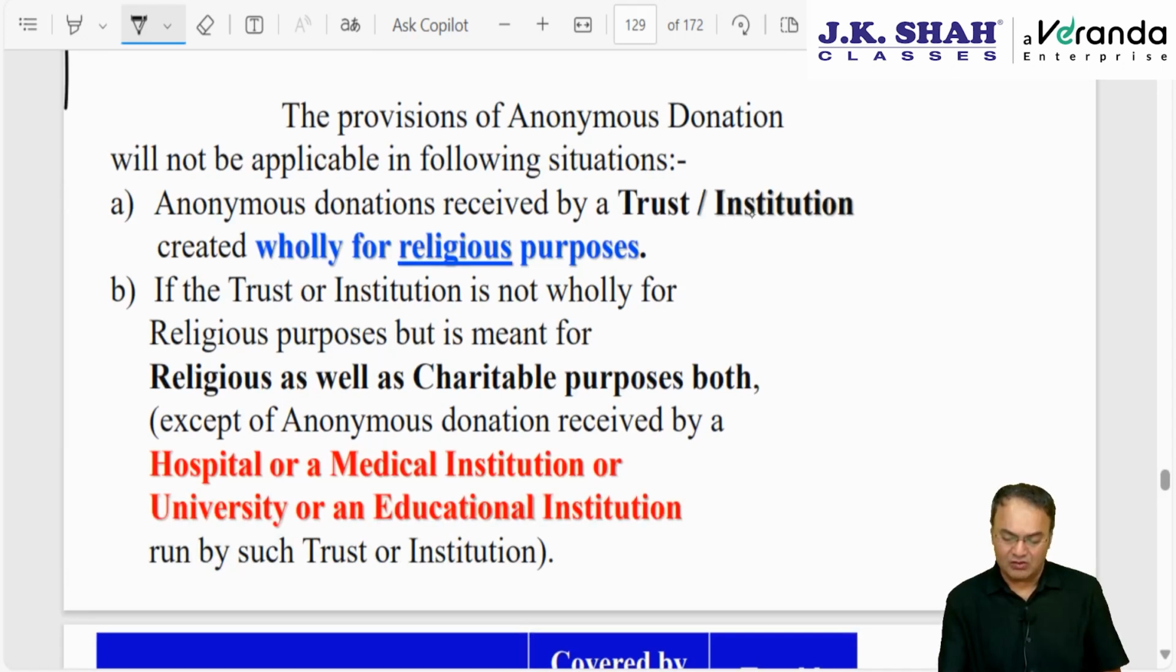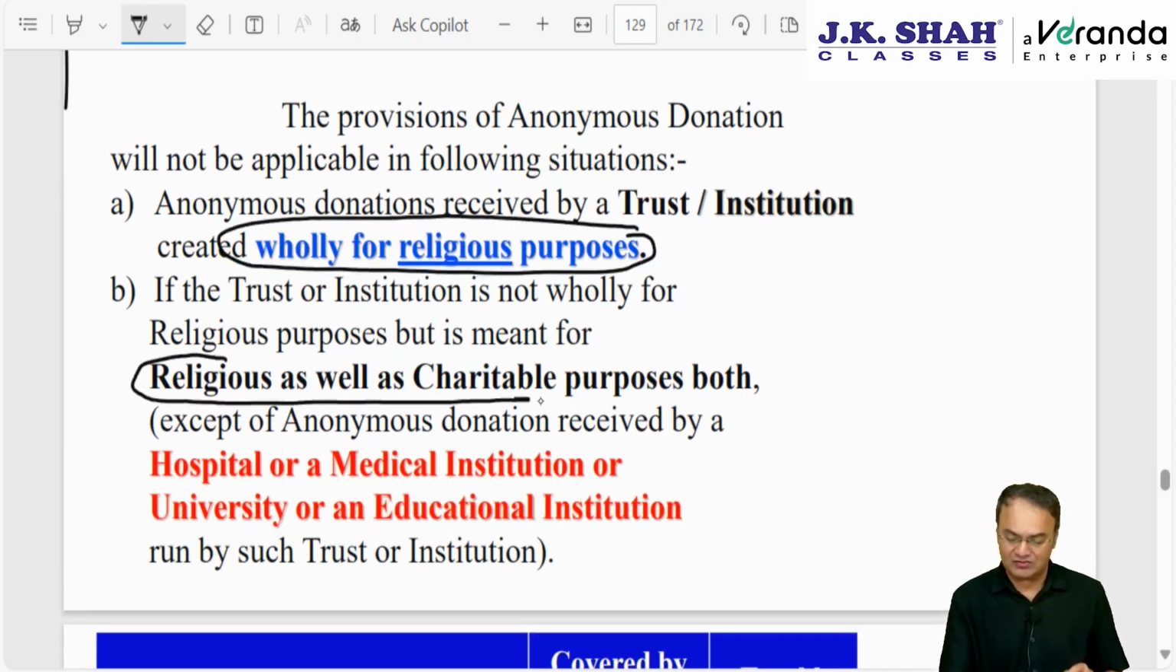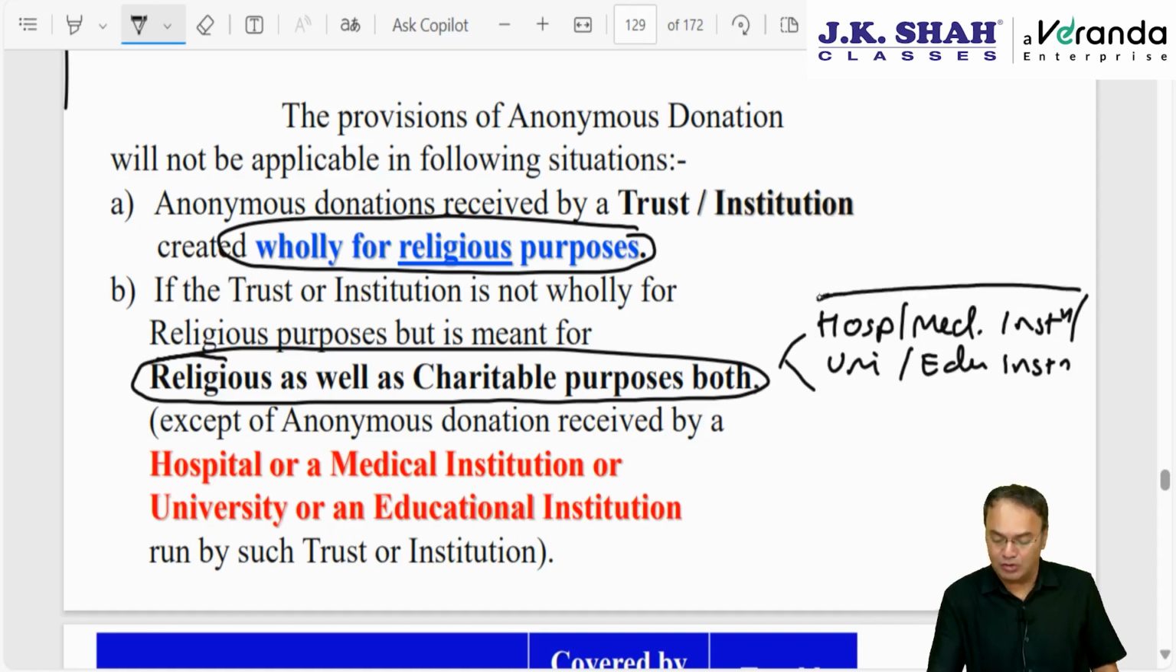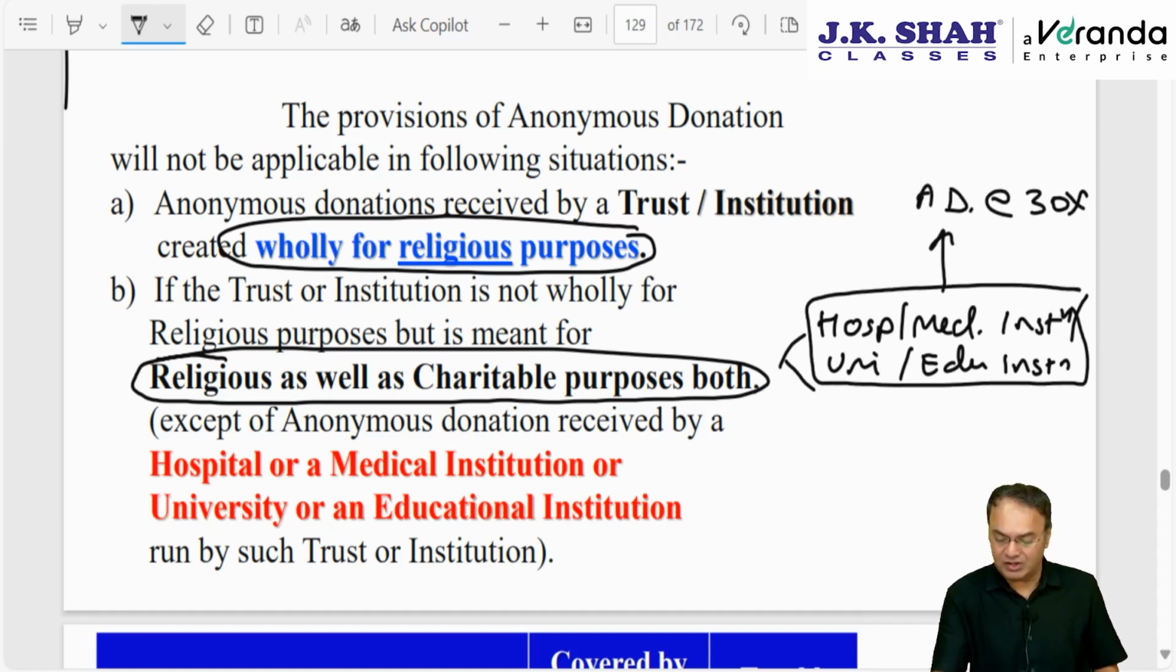Two exceptions. One is wholly or exclusively for religious purposes. The second one is religious as well as charitable purposes both, but here it is to be bifurcated. If received by a hospital or medical institution or university or educational institution run by it, then this exception will not apply and anonymous donation will be taxed at 30% rate. And if received by such a trust for any other purpose other than hospital, educational institution, medical institution, etc., then it will be an exception.